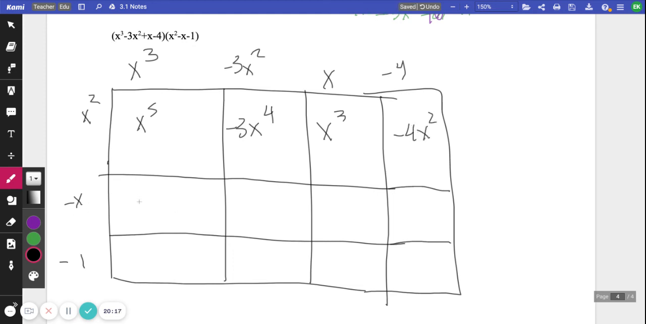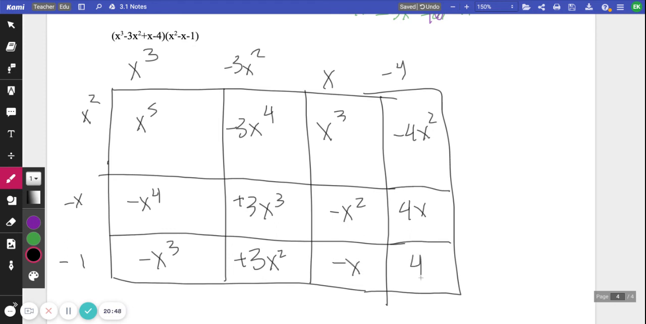Negative x times x cubed, we have negative x to the 4th. Negative x times negative 3x squared is positive 3x cubed. Negative x times x is negative x squared. Negative x times negative 4 is positive 4x. Negative 1 times x cubed, negative x cubed. Negative 1 times negative 3x squared is positive 3x squared. I'm sorry, I said that wrong, but this is the right answer, 3x squared. X times negative 1, negative x. Negative 4 times negative 1 is a positive 4. And we just got to combine the like terms together.